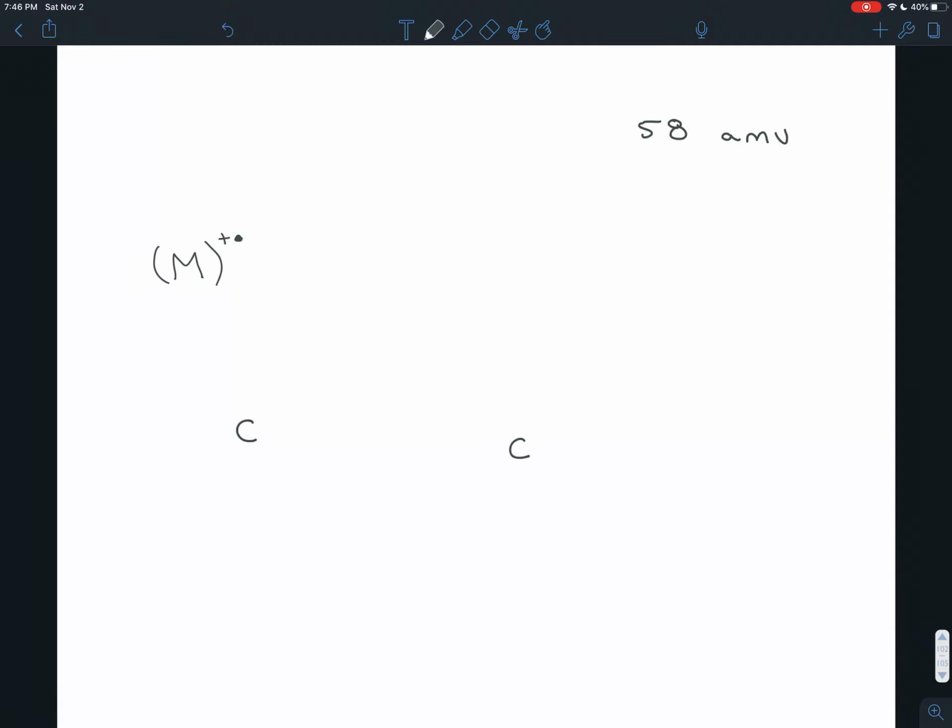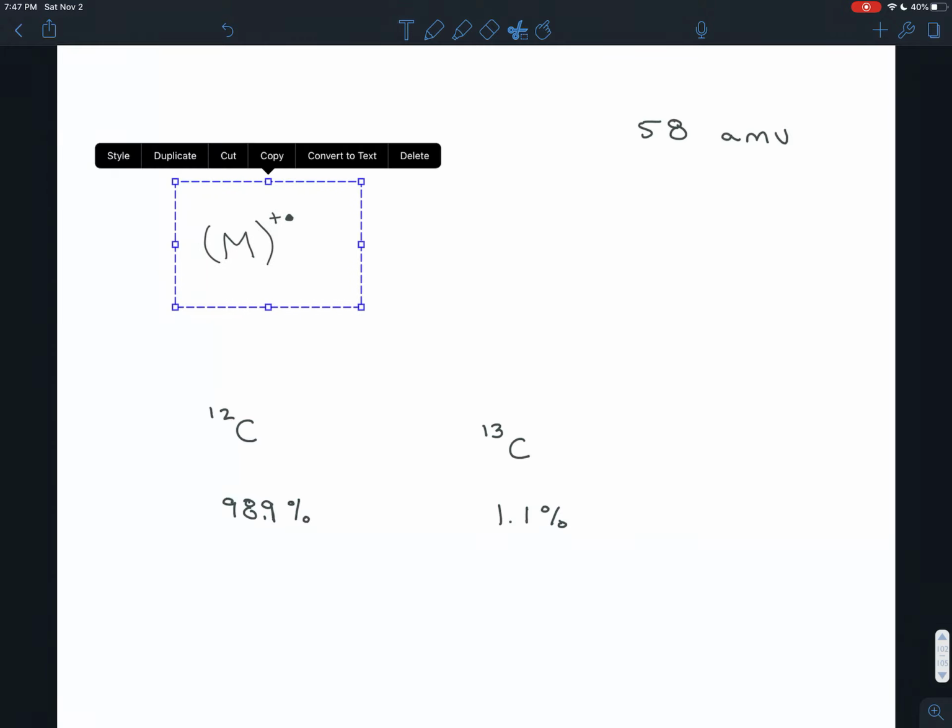If a carbon has 6 protons and 6 neutrons, then it is carbon-12. That's by far the most abundant isotope of carbon on Earth, around 98.9% of the carbon on Earth. There's around 1.1% of the carbon on Earth that has 6 protons but 7 neutrons, and so it has a mass of 13. Now let's think about our molecular ion peak.